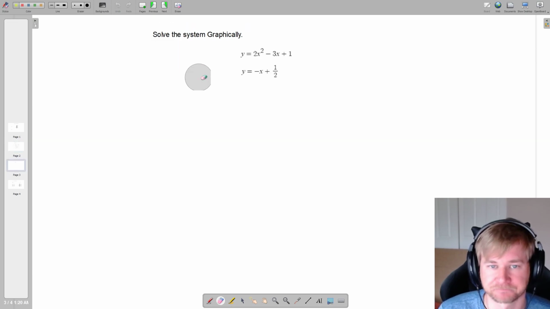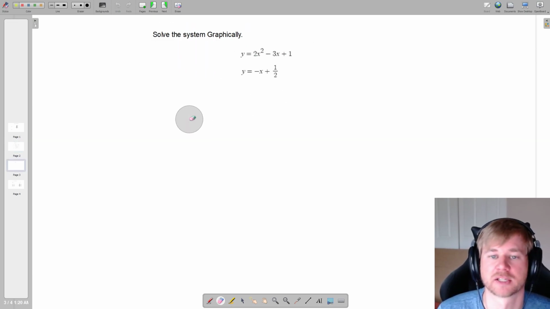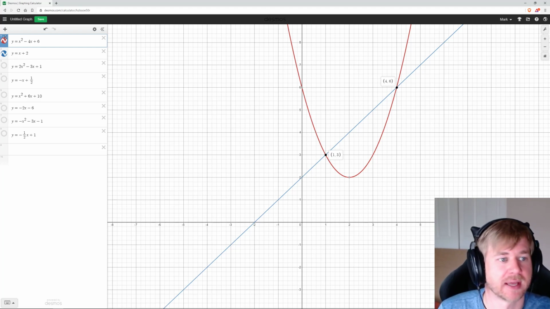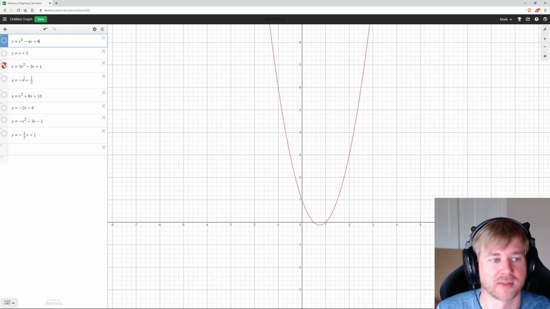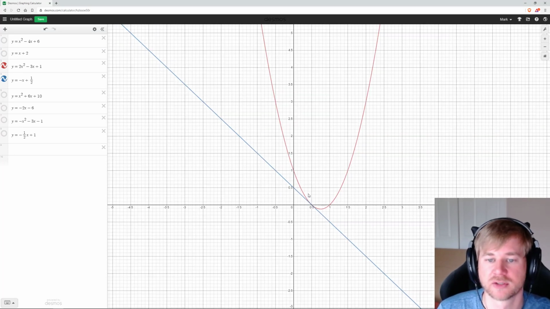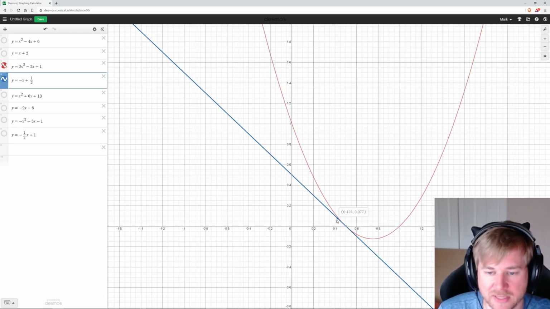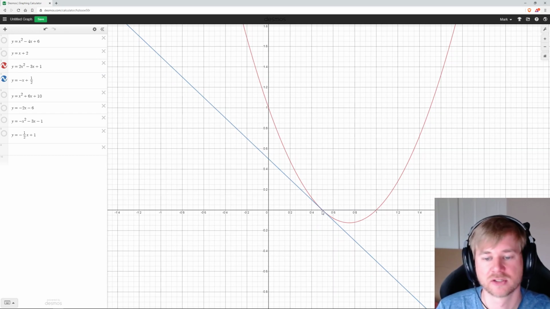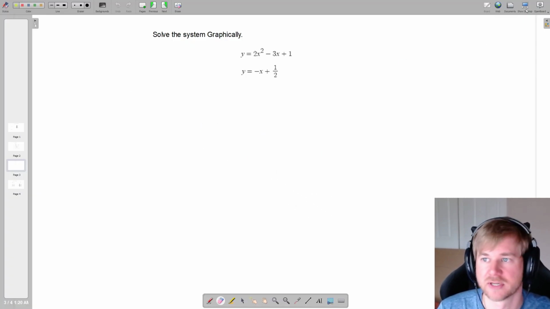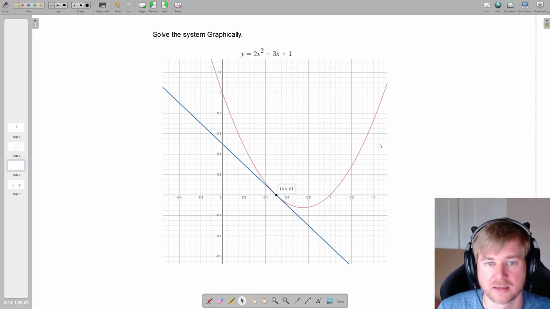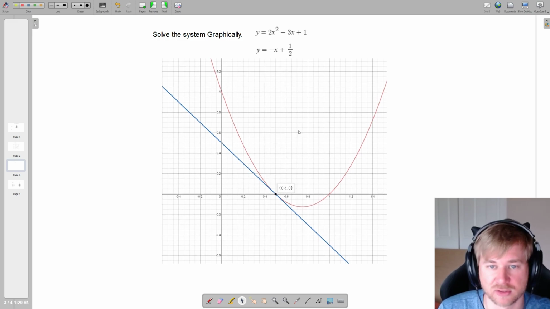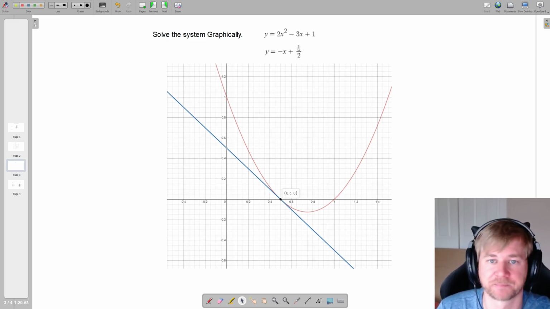Let's try another one. 2x squared minus 3x plus 1. That's my parabola right there. And negative x plus 1/2. So that's a line. Where do those two intersect? It looks like this might be the one where they hit just one time. Again, I'll screenshot it so we can look at it on that page. Right at (0.5, 0). If you plug in 0.5 for x, you will get 0 in both of these functions. That's why it's called the solution.